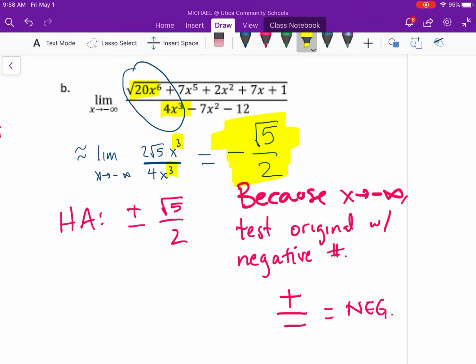The top, when we raise anything to the 6th power, is going to be positive. Times 20 is still positive. Square root is positive. And in the bottom, a negative value to the 3rd power is still negative. Times 4 is still negative. So positive divided by negative gives me negative, which is why it's going to be negative root 5 over 2.